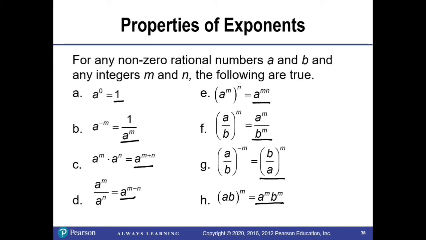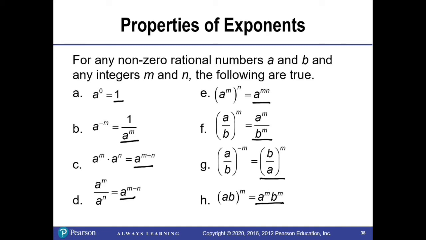In part C, when I have like bases, I add my powers. In D, when I'm dividing like bases, I subtract the powers. For E, a power to a power, we multiply the powers. In F, notice we have a fraction raised to a power. That means the numerator is raised to that power as well as that denominator. In part G, we have a fraction to a negative power. To get rid of the negative power, we can flip the fraction.